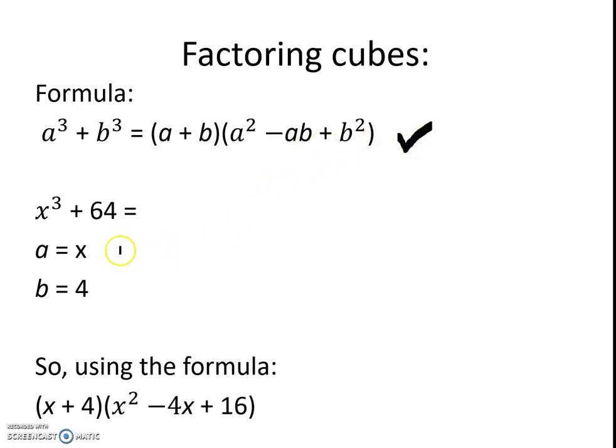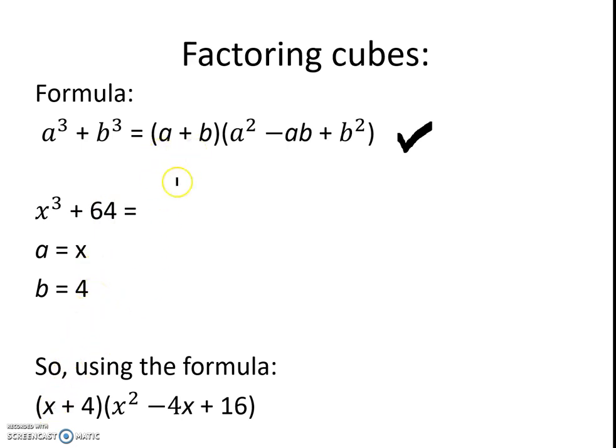So here's an example. We have x cubed plus 64. So that's in this form. And if I take the cube root of x cubed, it's x, and the cube root of 64 is 4. So now I know what my a and b are in the formula. So we just write it out.